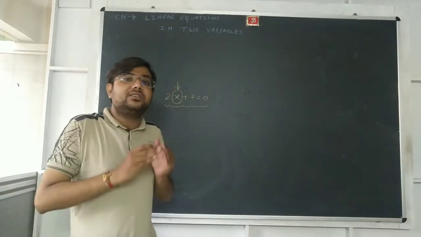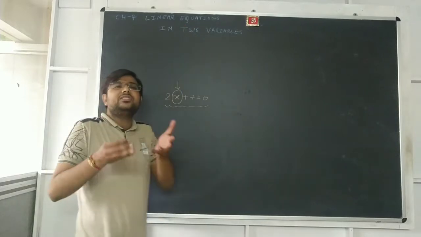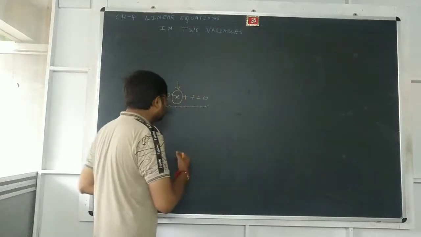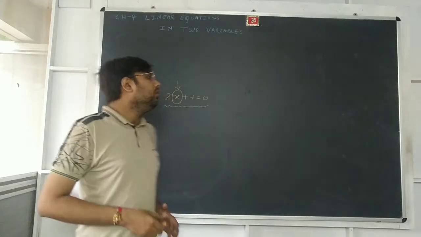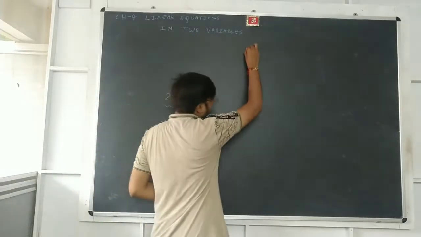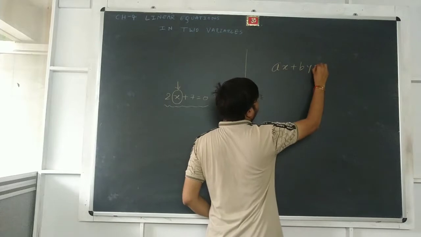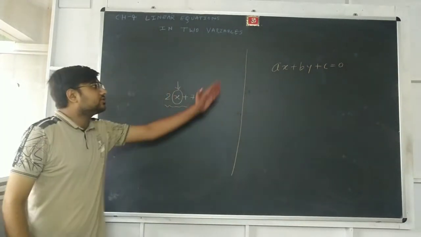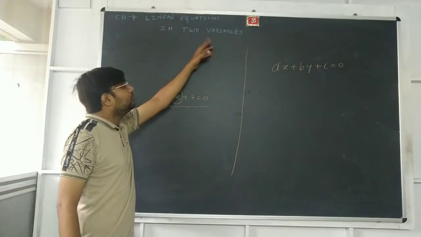But now in standard 9 we are studying linear equations in two variables, which is something new. Not only one variable x, but now the equation has both variables, x and y. So in general form we are studying ax plus by plus c is equal to 0. It is the general equation of a linear equation in two variables.